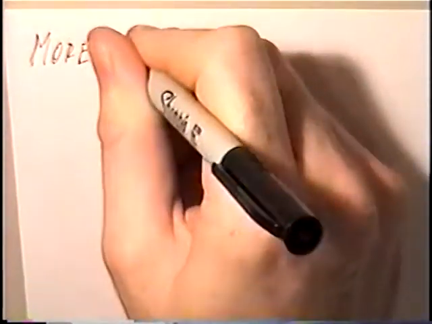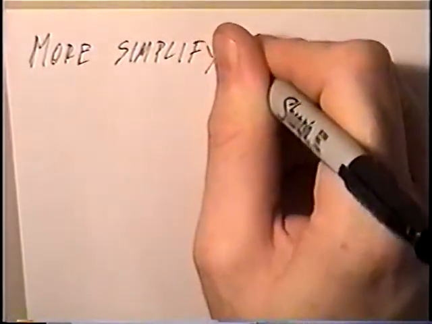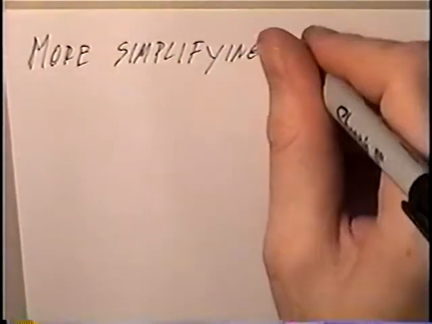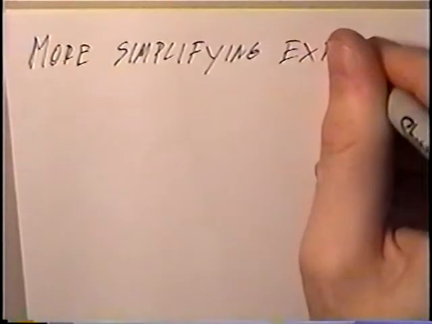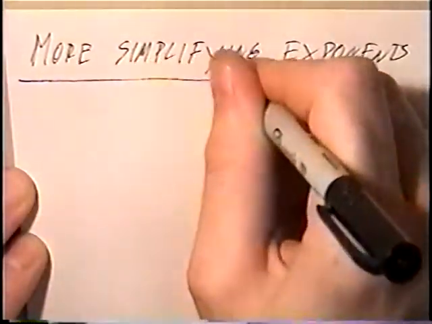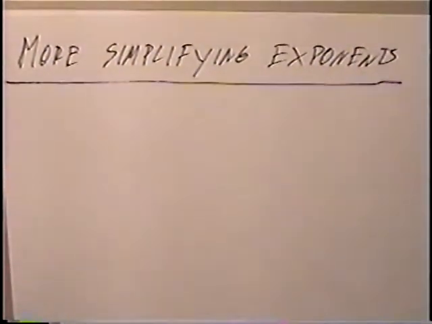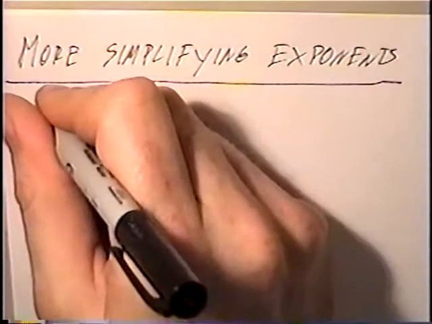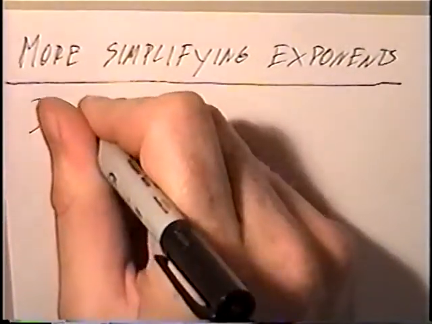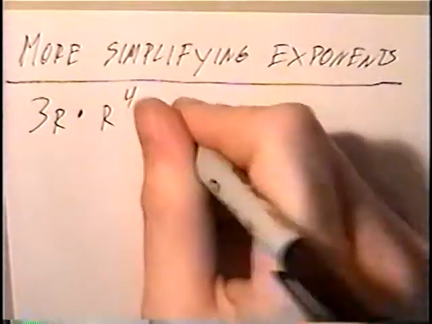Title of the last section today is more simplifying exponents. In this section, we'll continue to use the property of multiplying exponents. First question is 3r times r to the 4th power.